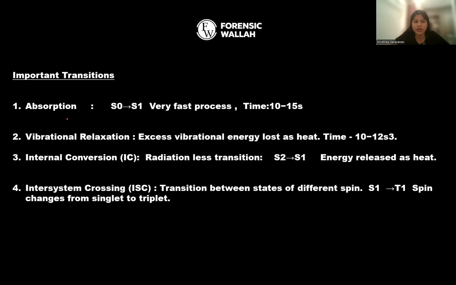So now what are the important transitions that are happening? Absorption from S0 to S1 is a very fast process, and the time taken is only 10 to 15 seconds. Vibrational relaxation is when excess vibrational energy is lost in the form of heat, and the molecules are now coming from the excited state back to the ground state, and the time taken for this is 10 to 12 seconds.